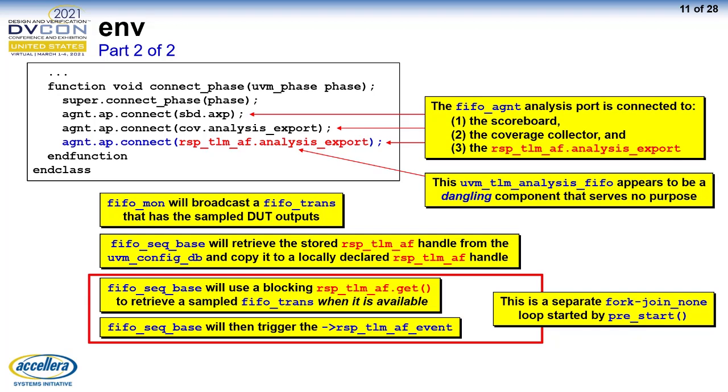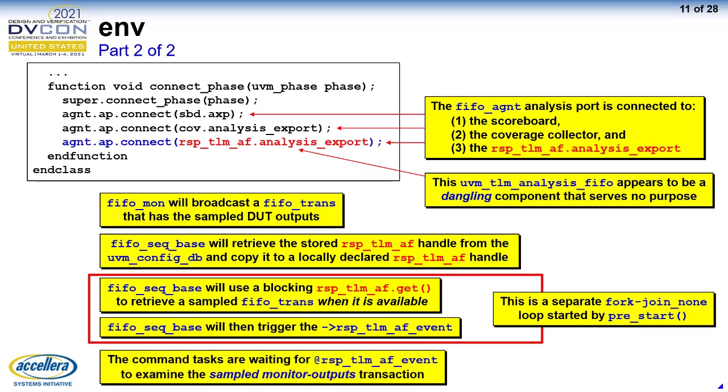As will be seen shortly, each sequence is extended from the FIFO seq base and will call command tasks that are also defined in the FIFO seq base class. As each command is executed, a reactive stimulus transaction is sent to the FIFO DUT, and then the command task waits until it sees the event trigger before the command task retrieves the sample transactions, examines the sample transaction output or status bits, then reacts to the status bits and calculates the next stimulus transaction to send to the DUT.